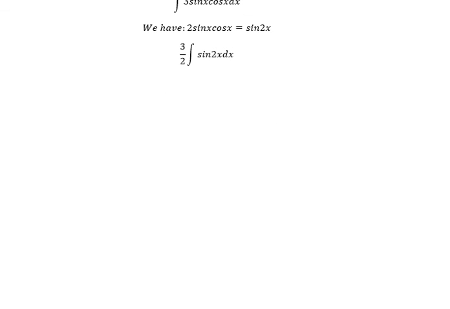And now we can get the final answer. The integral of sine 2x is negative 3 over 4 cosine 2x, and we have C, which is the constant in here.